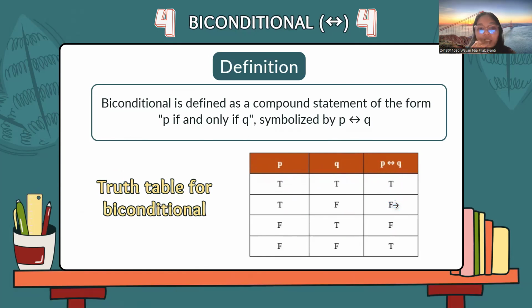So, in other words, a biconditional is true when both propositions have the same truth value, both true or both false. It is false when the two propositions have different truth values. Okay, let's move to the example.